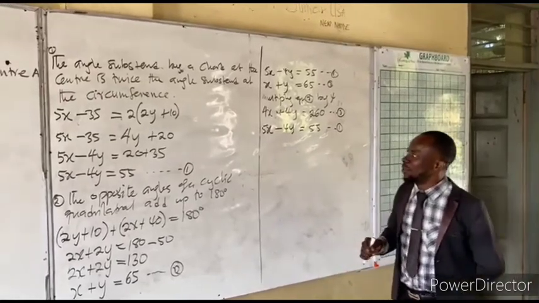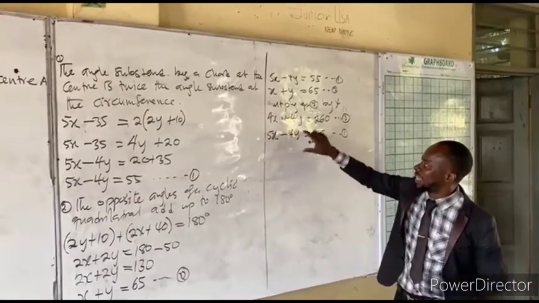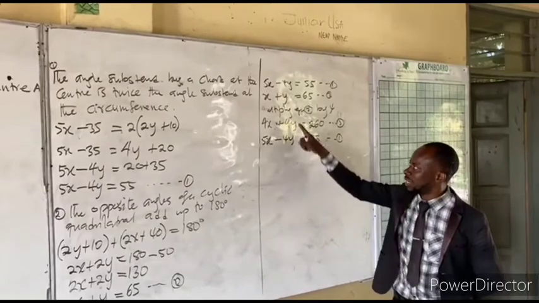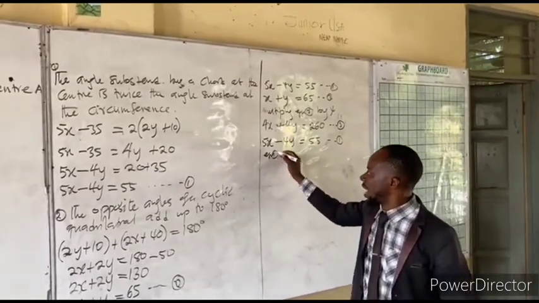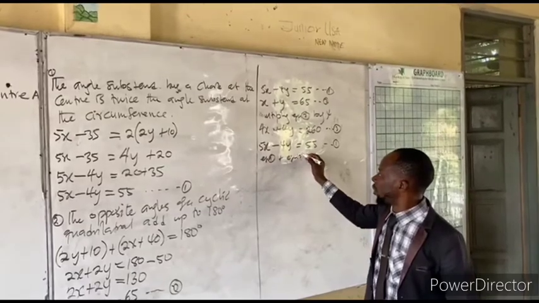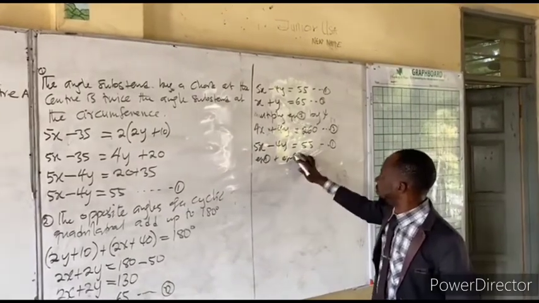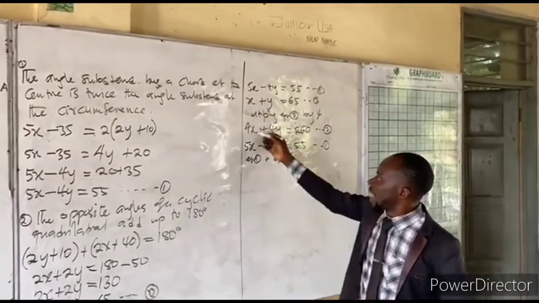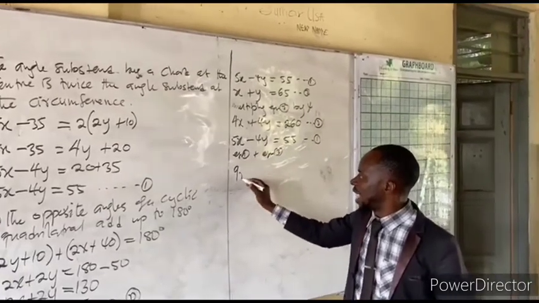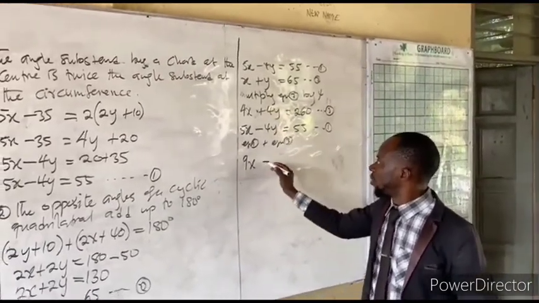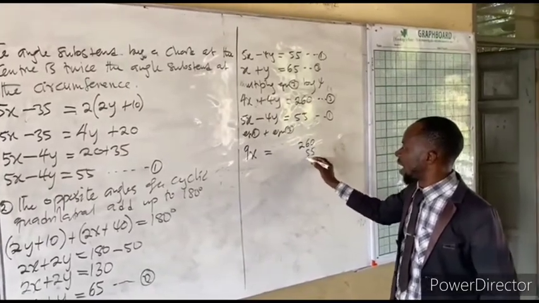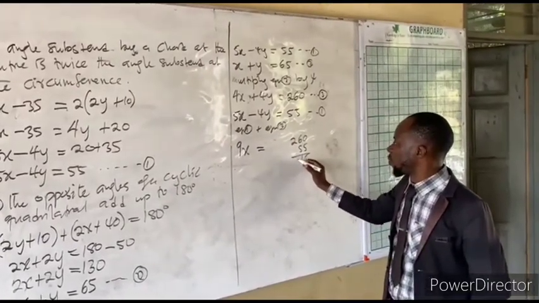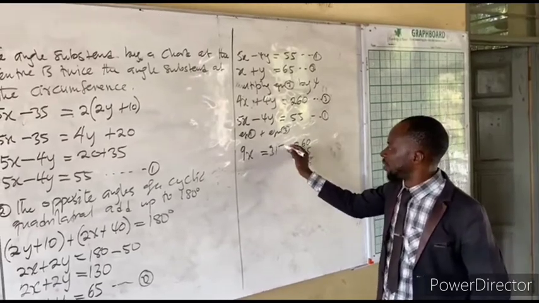If I want to eliminate, because I'm seeing different signs, if I add the two equations, then y will be eliminated. So I will say equation 1 plus equation 3. If I add this, that will give me 9x. This will be 0, equals 260 plus 55. So we have 315.